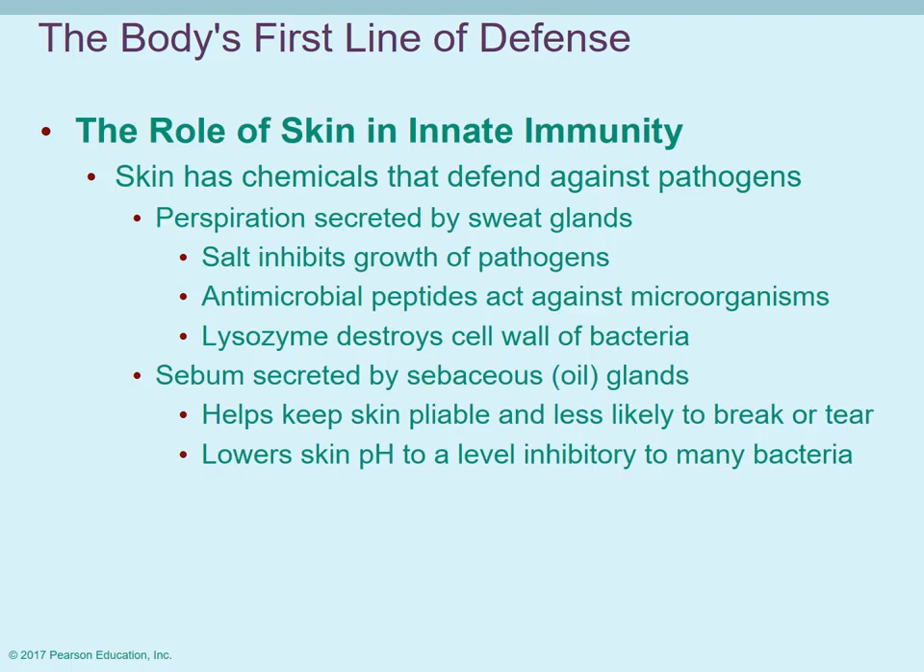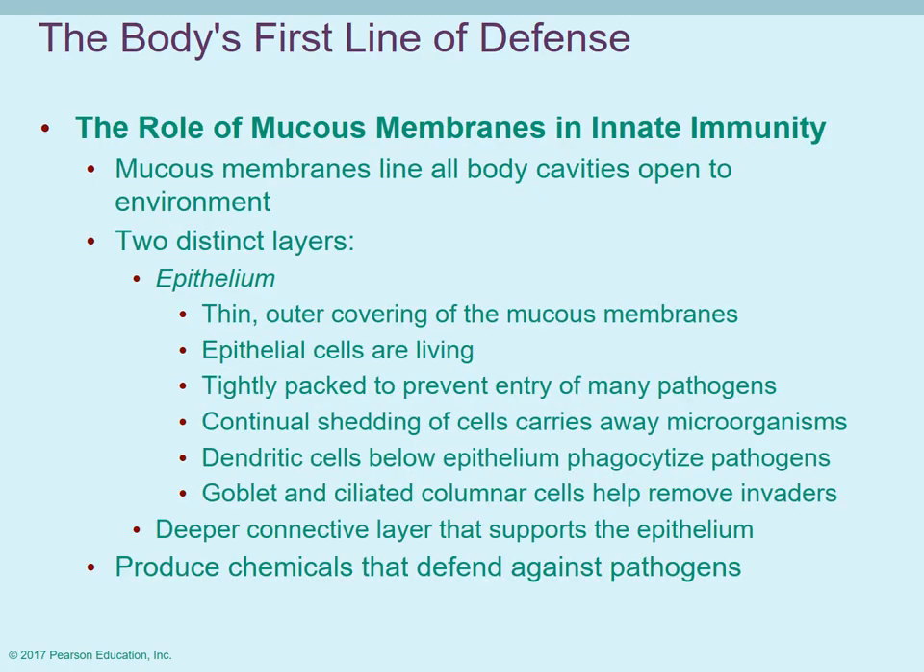Your oil glands, although they're helping to keep, hopefully, your skin nice and soft, also help prevent it from tearing and drying out, and they will lower the pH of the skin a little bit. Most bacteria prefer a pH of about 7.5 to 8. So that's slightly alkaline. If you lower the pH, as we've talked about in lab, that will help inhibit their growth.